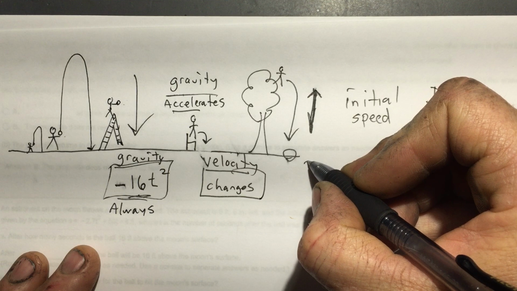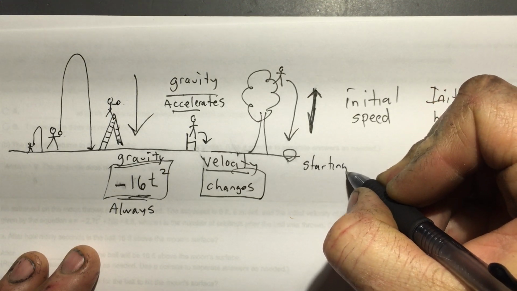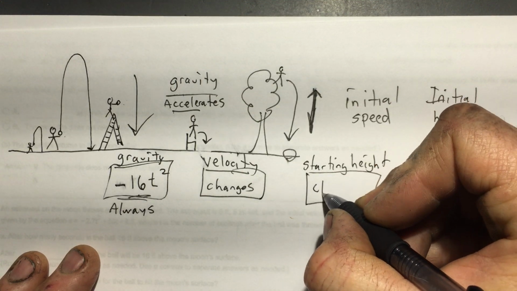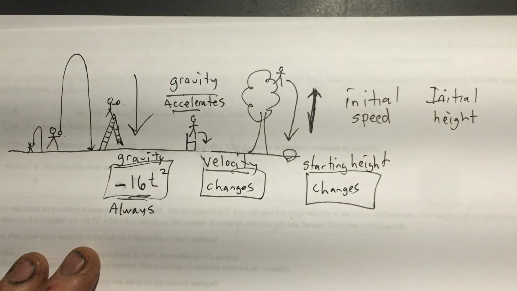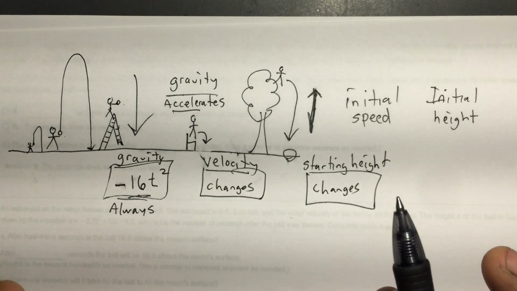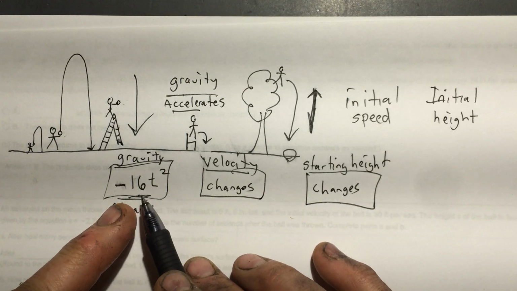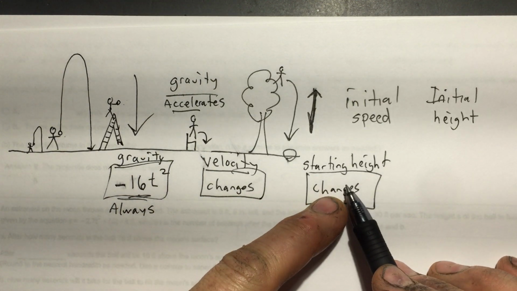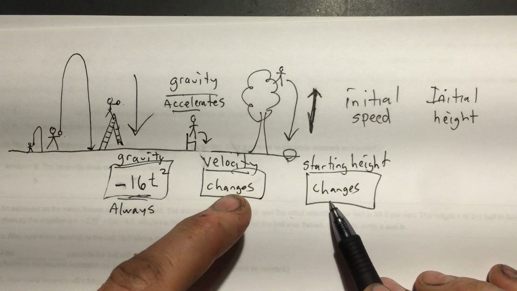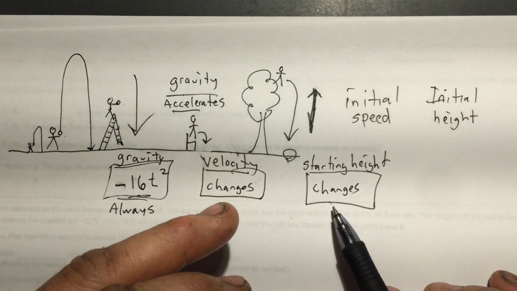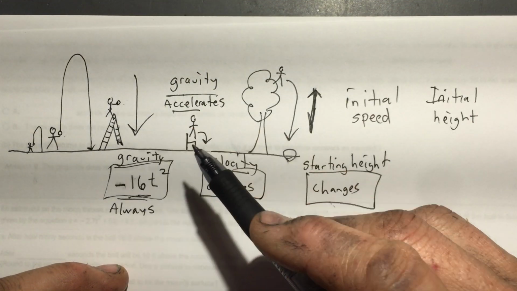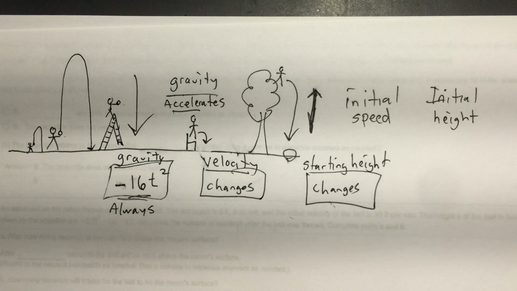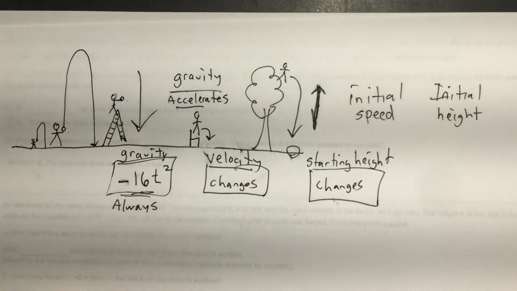So, starting height. And this changes depending on the problem. So when you set up this problem, you always have this right here. This is what gravity does. You have your initial velocity and your initial height, which could change. These two change depending on the scenario of the problem. But they affect how high the ball travels or whatever it is that you're throwing up in the air or dropping if you just drop something. Okay.